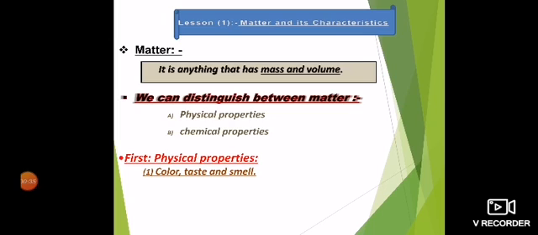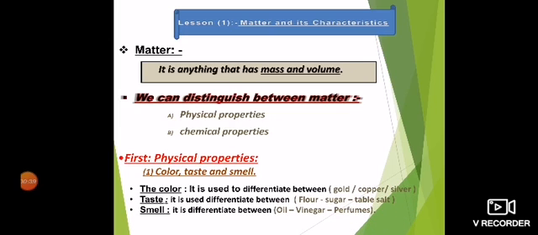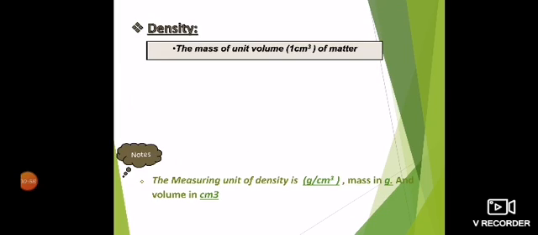The first one is the color, the taste, and smell. We can use the color to differentiate between gold, copper, and silver. The taste is used to differentiate between flour, sugar, and table salt. The smell is used to differentiate between oil, vinegar, and perfume.